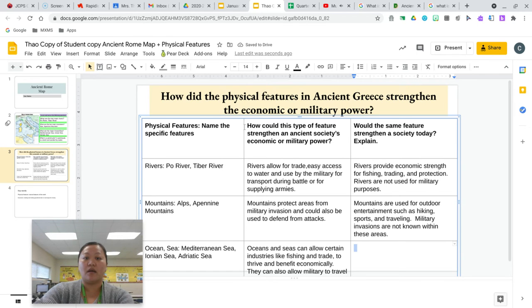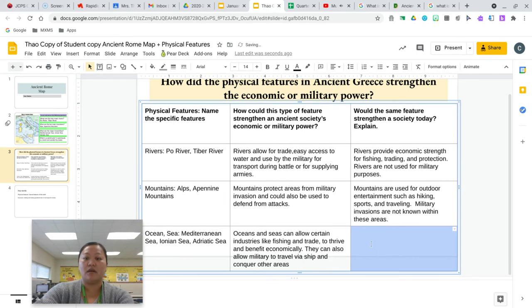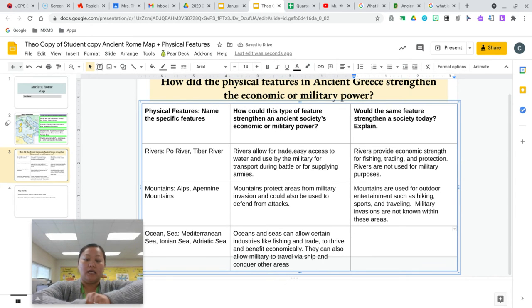Let's see, what else do we have? The oceans and seas can allow certain industries like fishing and trade to thrive and benefit economically. They can also allow the military to travel via ship and conquer other areas. So do we do it? Do we use oceans and seas like ancient Greece did? Think about that, right? So there's a couple things that you could put here.